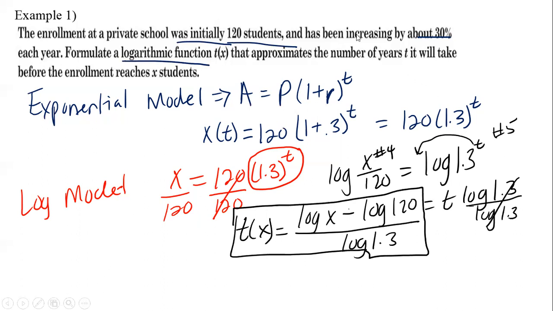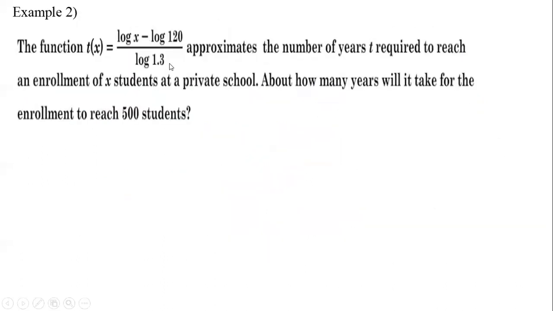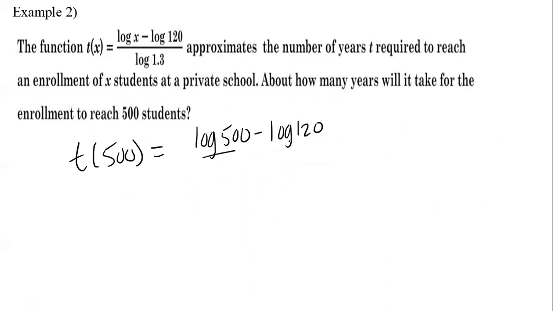Okay. Your last word problem, the last one is just you doing the 500. So remember how I just gave you that example? So now that we have the formula, can you calculate how long it'll take for them to have 500 students? Yes. So you're just plugging in t of 500 equals log 500 minus log 120 divided by log 1.3. So you're now calculating.